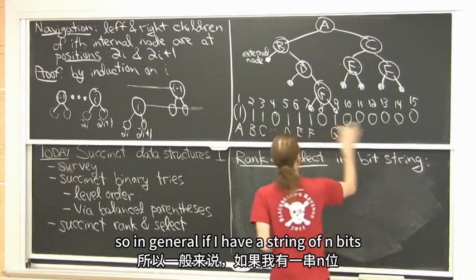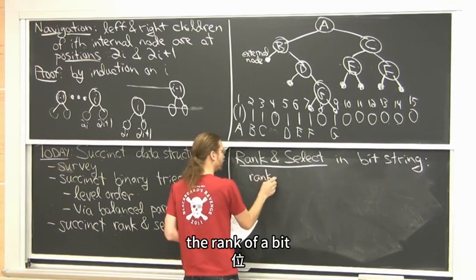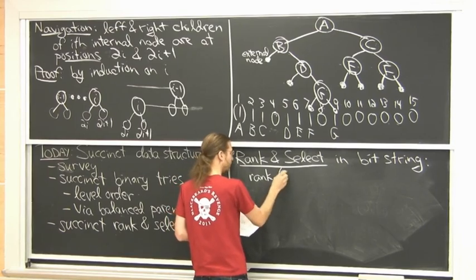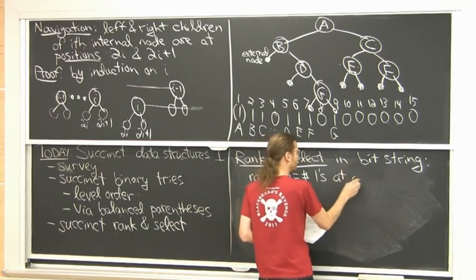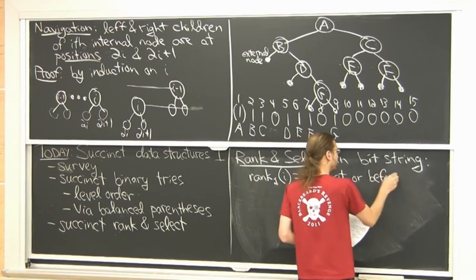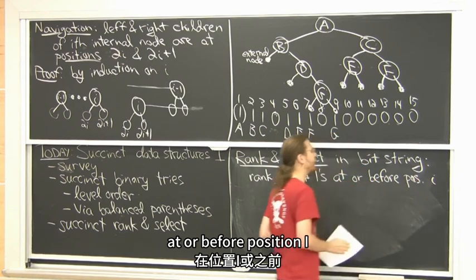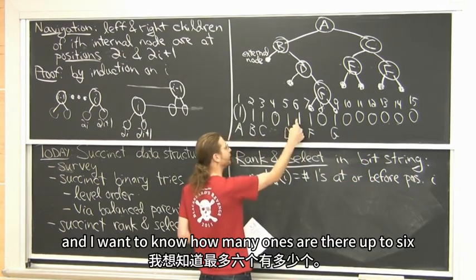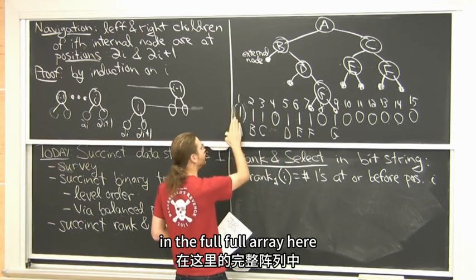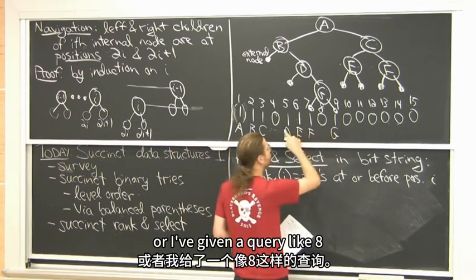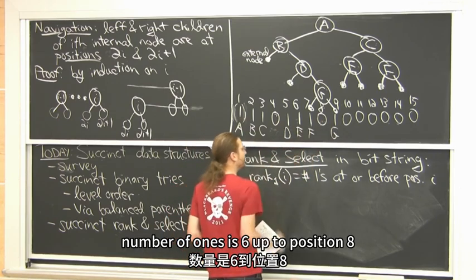So in general, if I have a string of n bits, I want to be able to compute the rank of a bit, which is the number of ones at or before position i. So I'm given a position like 6, and I want to know how many ones there are up to 6, which would be 5 in the full array here. Or I'm given a query like 8. The number of ones is 6 up to position 8.